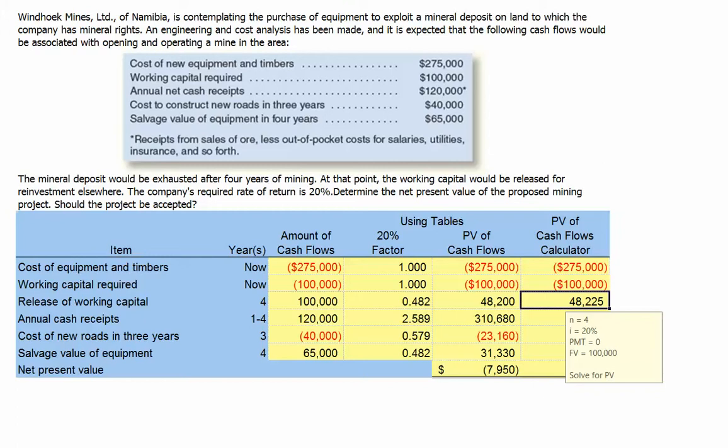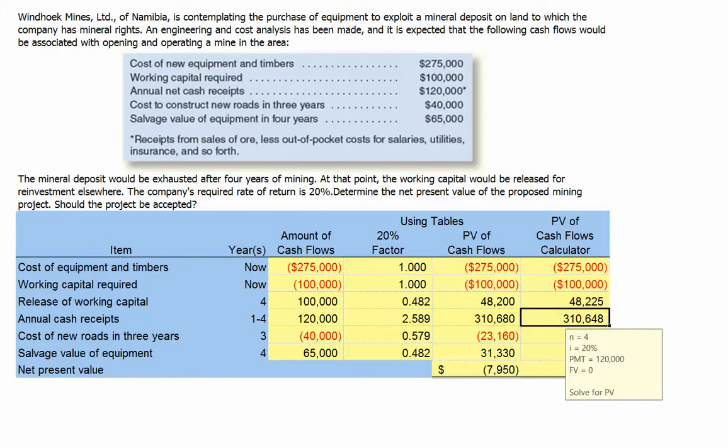$48,225. Now the annual cash flows, they will be entered as the payment field. So again, we have 4 for the number of periods, a 20% interest rate. Now we have $120,000, the annuity coming off the project as the payment, and 0 for the future value. Solving for the present value, we find $310,648. Notice these amounts are slightly different than the amounts we get from using the table because the tables involve rounding.